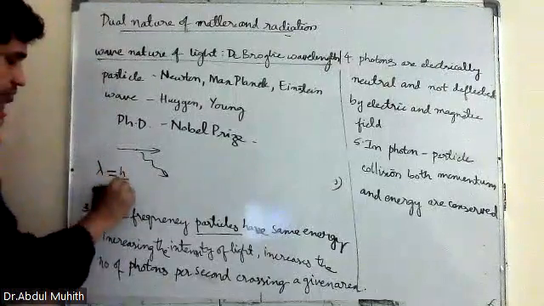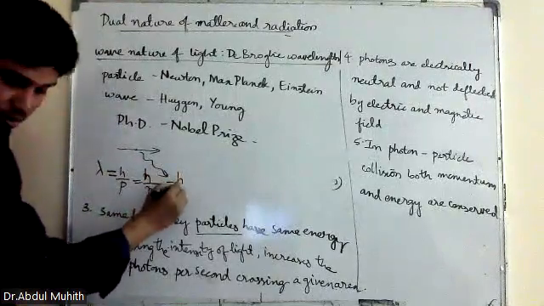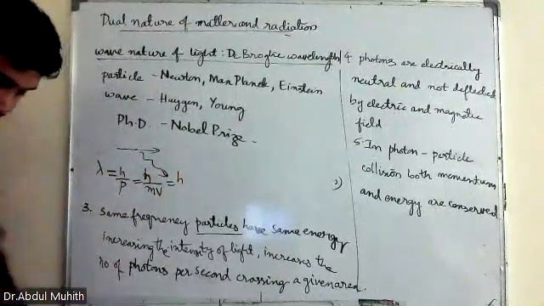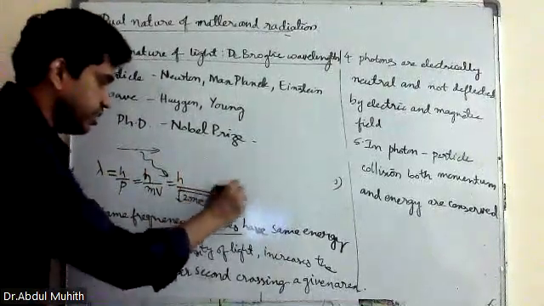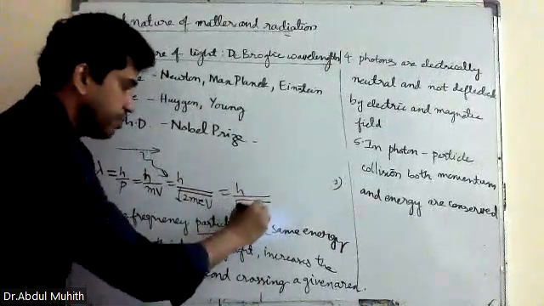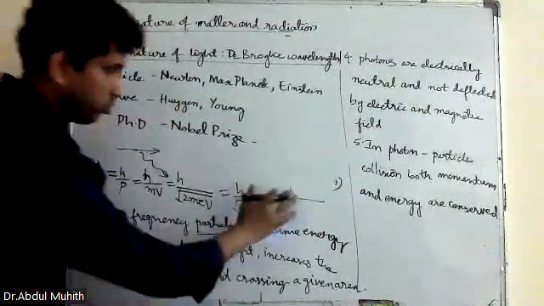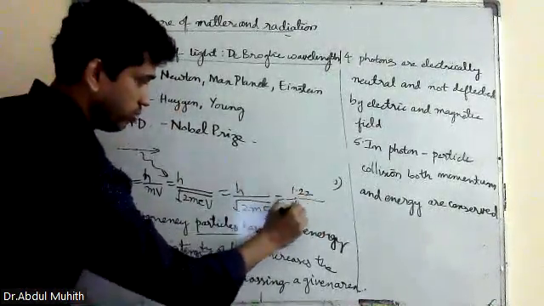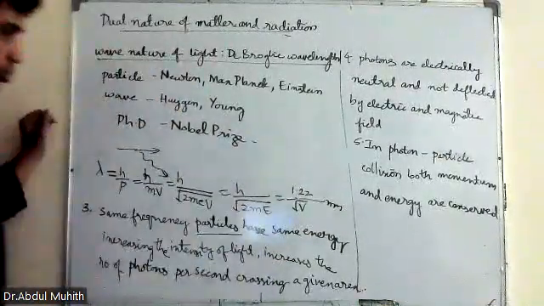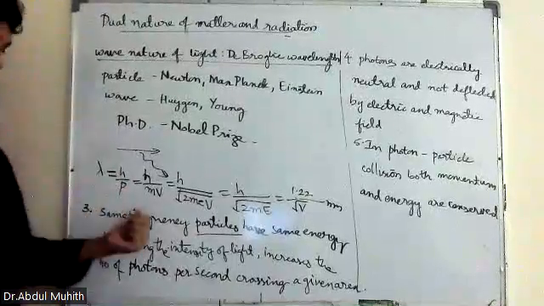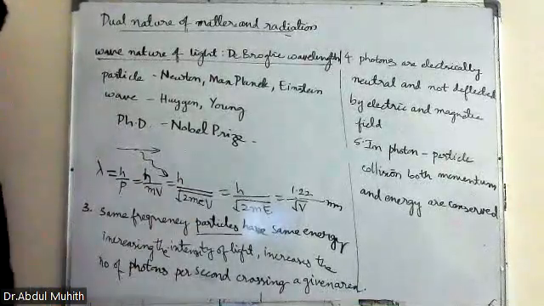Lambda is equal to h by p, which is equal to h by mv, which is equal to h by under root of 2mE, which is equal to h by under root of 2mqV, which is equal to 1.22 by root V Angstroms. There are five formulas here; instead of writing them separately, I wrote them in one go. Out of these, definitely one question will come in the examination, a one-marker.